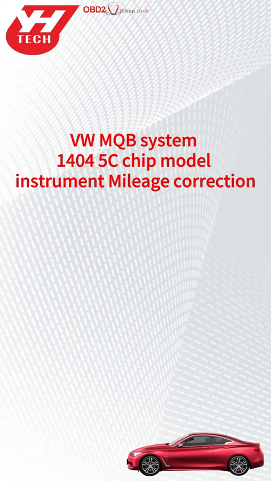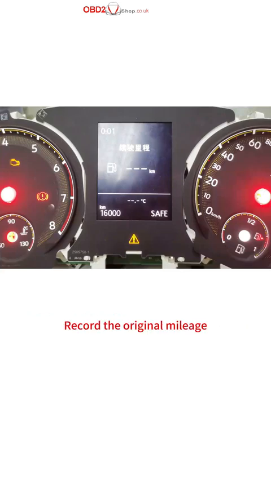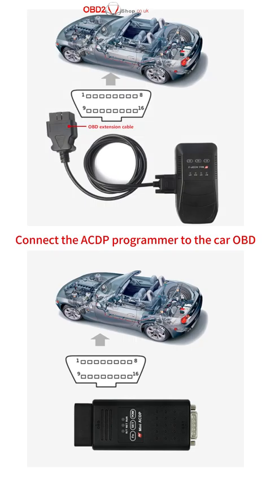This video shows how to use ACDP for VW MQB system 14045C chip model instrument mileage correction. Turn on the power switch on the car and light up the instrument panel. Record the original mileage. Connect the ACDP programmer to the car OBD.